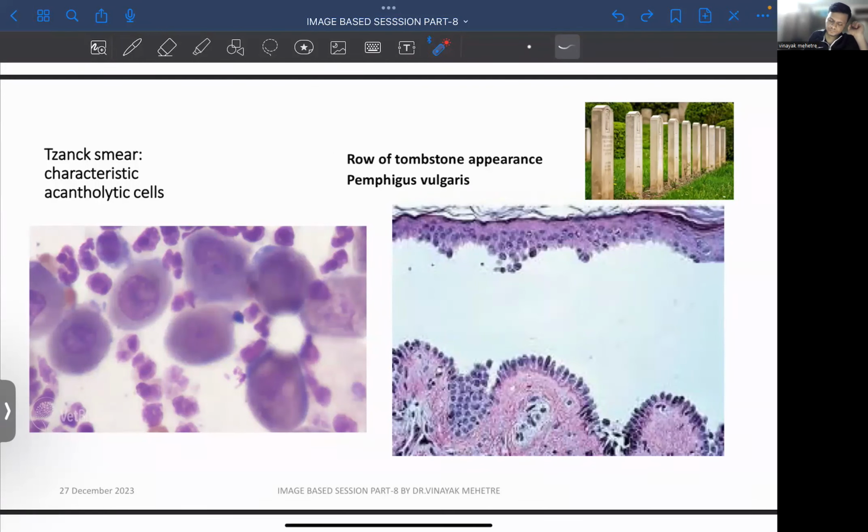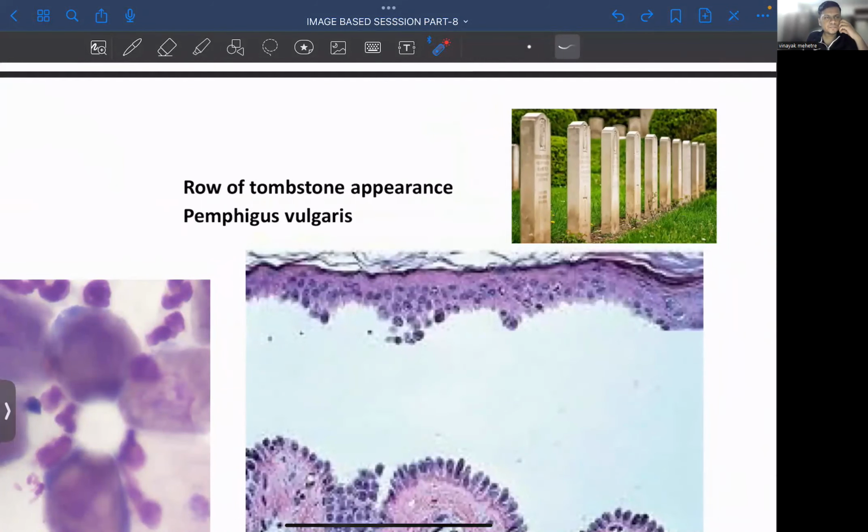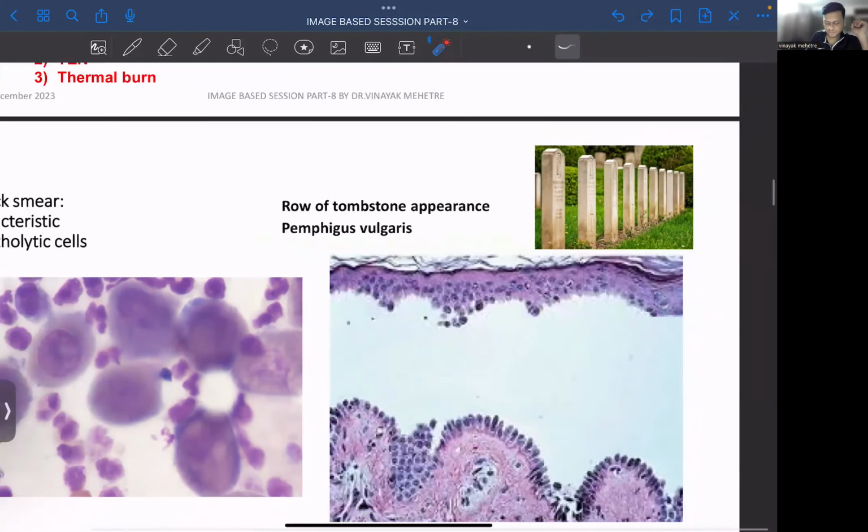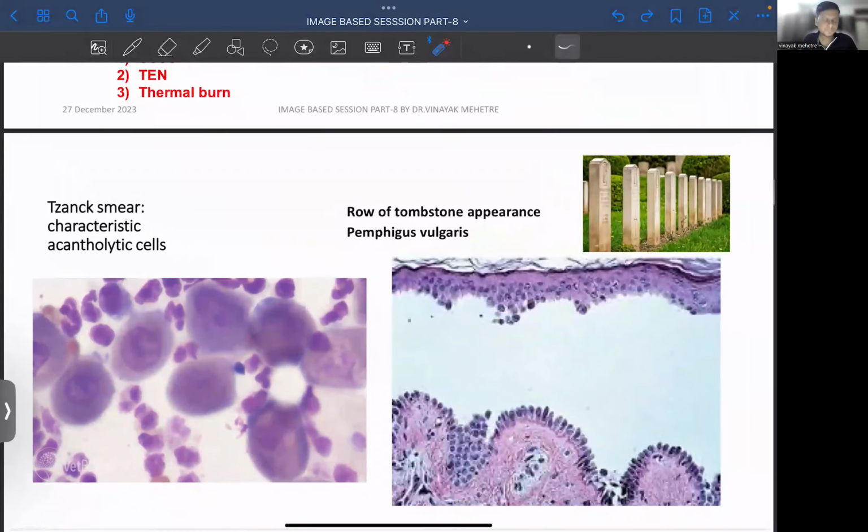On microscopy, what you will see? You would have gone to the Christians' burial rituals, you would have seen, right? So what is going to happen? मुर्दे बनना. टॉम स्टोन का मतलब भी होता है टॉम के ऊपर जो स्टोन लगाया जाता है, मुर्दा जहाँ पे गाड़ा गया उसके ऊपर जो स्टोन लगाया जाता है, it is called as tombstone. You will see the same. Okay, this is called as row of tombstone appearance. ठीक है, understood?